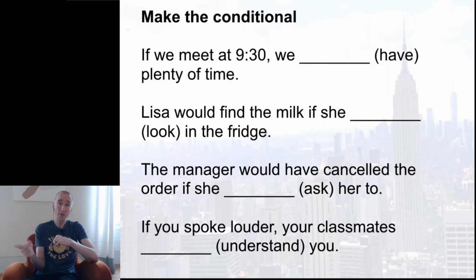Lisa would find the milk if she blank in the fridge. So Lisa would find, the verb is find, would find, second conditional. So Lisa would find the milk if she looked in the fridge. Past simple. Looked. Lisa would find the milk if she looked in the fridge.